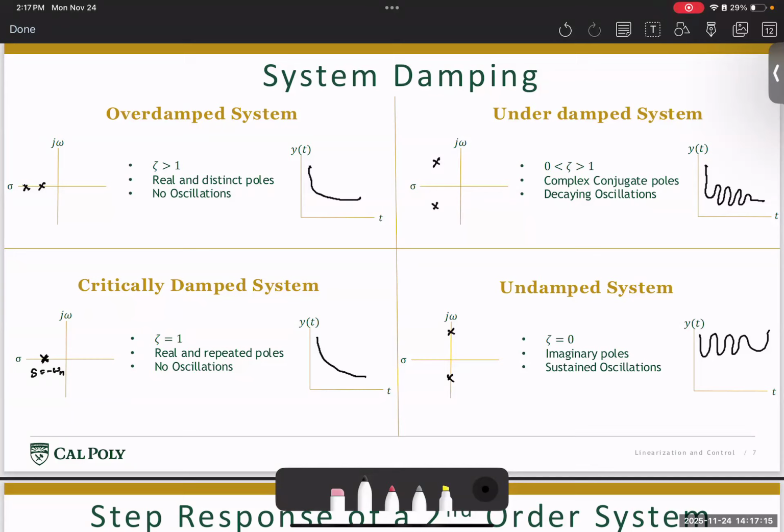When zeta is greater than 1, the system becomes overdamped and it settles faster. And when zeta is equal to 1, the system becomes critically damped. It takes some amount of time before it settles to the final state. Or when zeta is between 0 and 1, then the system becomes underdamped, and it takes a long amount of time before it settles to the desired state.